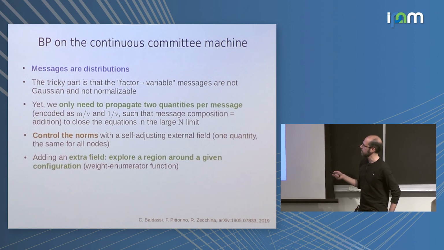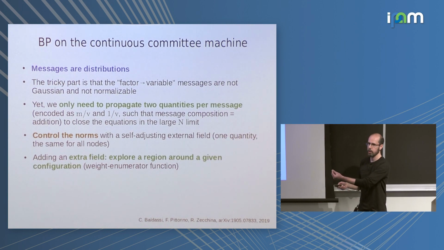In this case, messages are distributions. However, we only need to propagate 2 quantities per message, so we can make this efficient enough. One important thing is that we need to control the norms, which we do by introducing a self-adjusting external field. And another important thing, this is a technicality, but this is an important tool, that we can use this algorithm to explore a region around a given configuration.